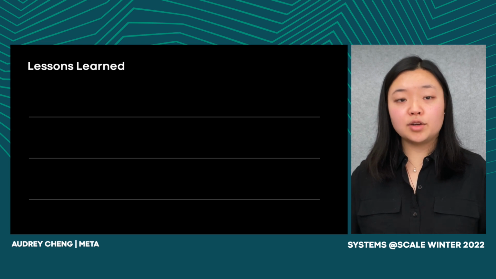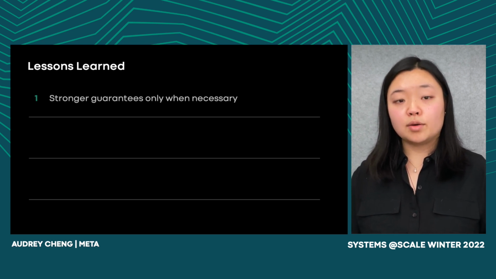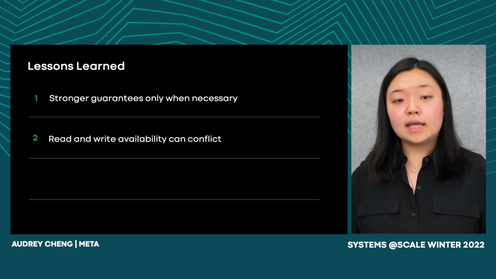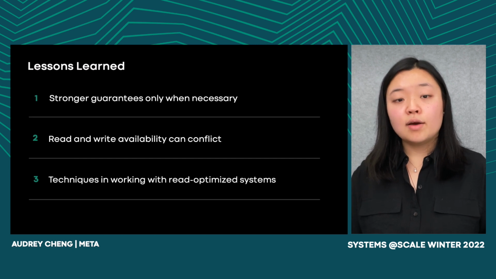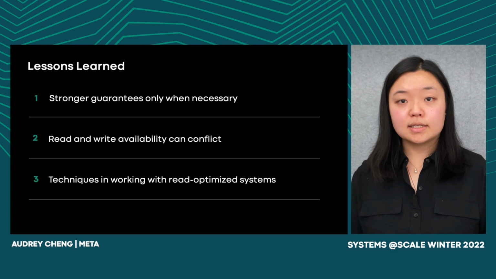As we work to add stronger guarantees at large scale, there are several important lessons we took away. The first is that we should only ensure stronger guarantees when necessary. The second is that the read and write availability can affect each other and need to be considered carefully. And finally, we delve into several key techniques in working with read-optimized systems.